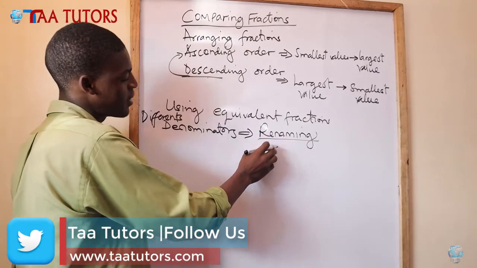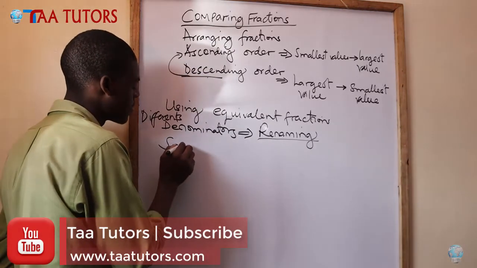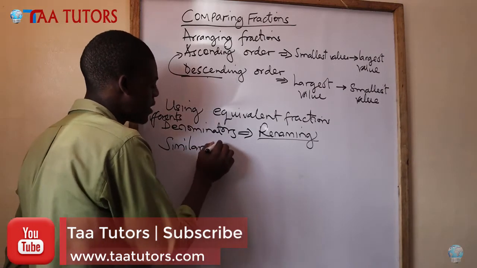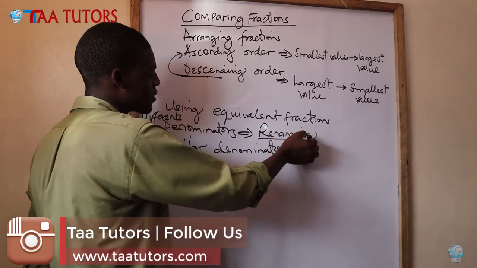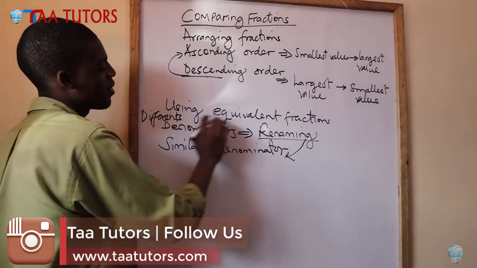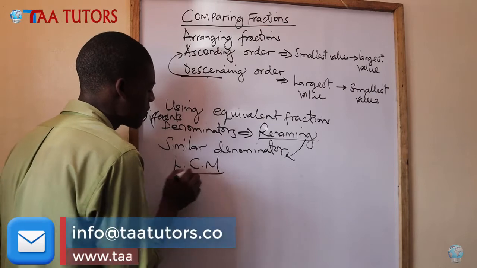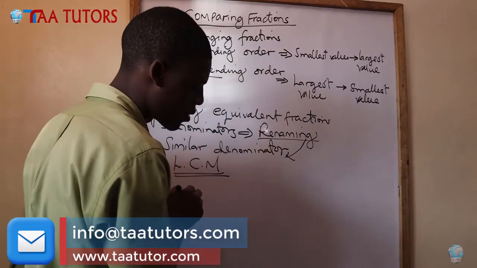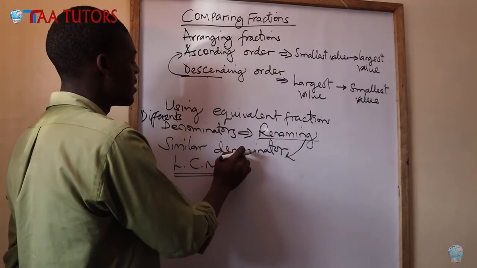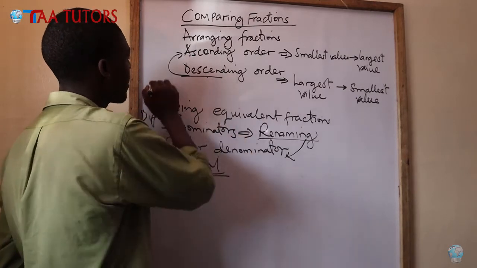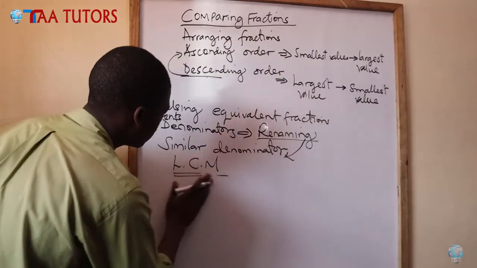In renaming, our basic aim is to end up with a similar denominator. We rename so that we have a common denominator for all the fractions. And in this, we are going to use LCM. If you have done LCM, then you are good to go. So when we use LCM, we are going to find a number that is going to be the common denominator for the fractions that we have, so that we can compare them in either ascending order or descending order. I'll move to do an example.